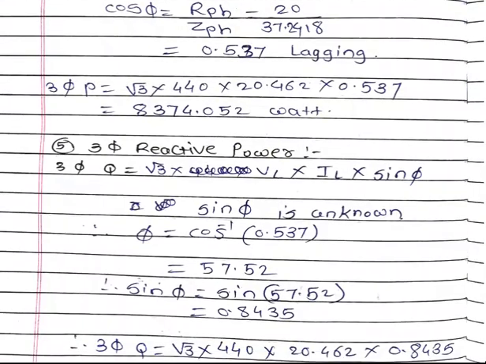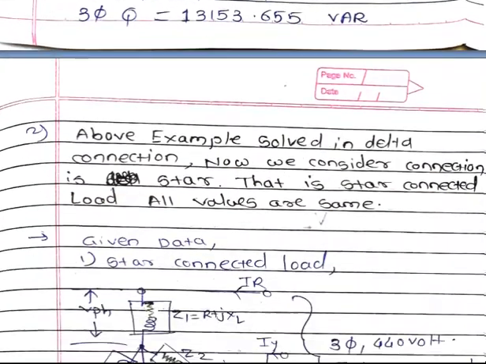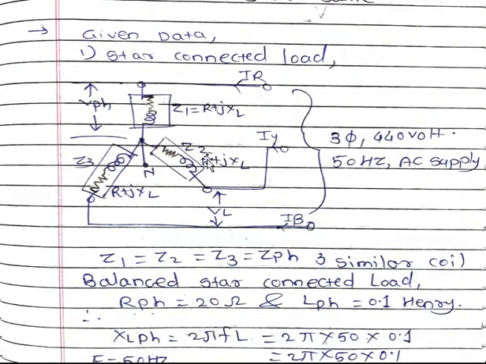In the second example, the load is star connected. Therefore, here we draw the star connected load. Three similar coils, each a resistive plus inductive R plus L type load: Z1 is equal to R plus jXL, Z2 is equal to R plus jXL and Z3 is equal to R plus jXL. Each phase contains 20 ohm resistance and LPH is equal to 0.1 Henry. ZPH is equal to Z1 is equal to Z2 is equal to Z3. Three similar coils make a balanced star connected load.